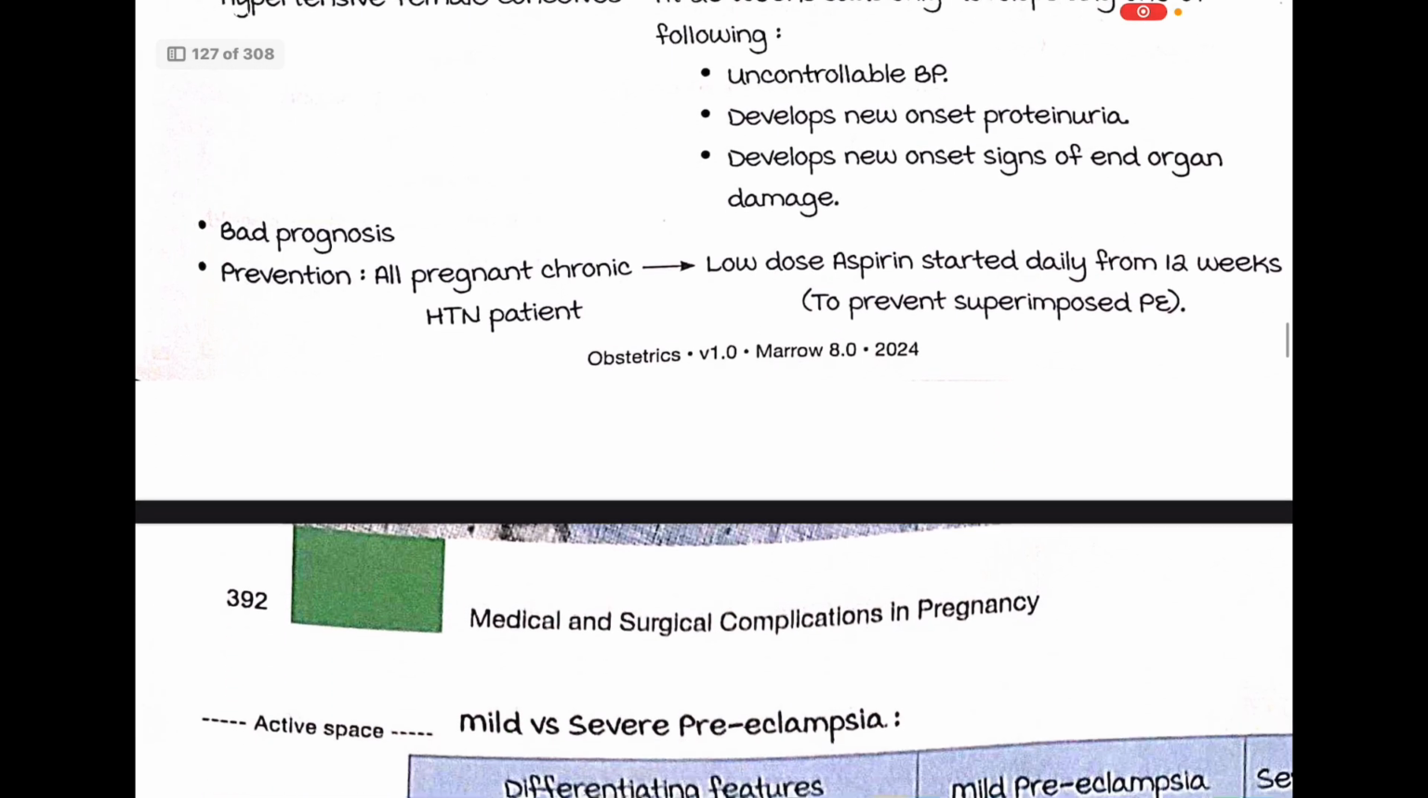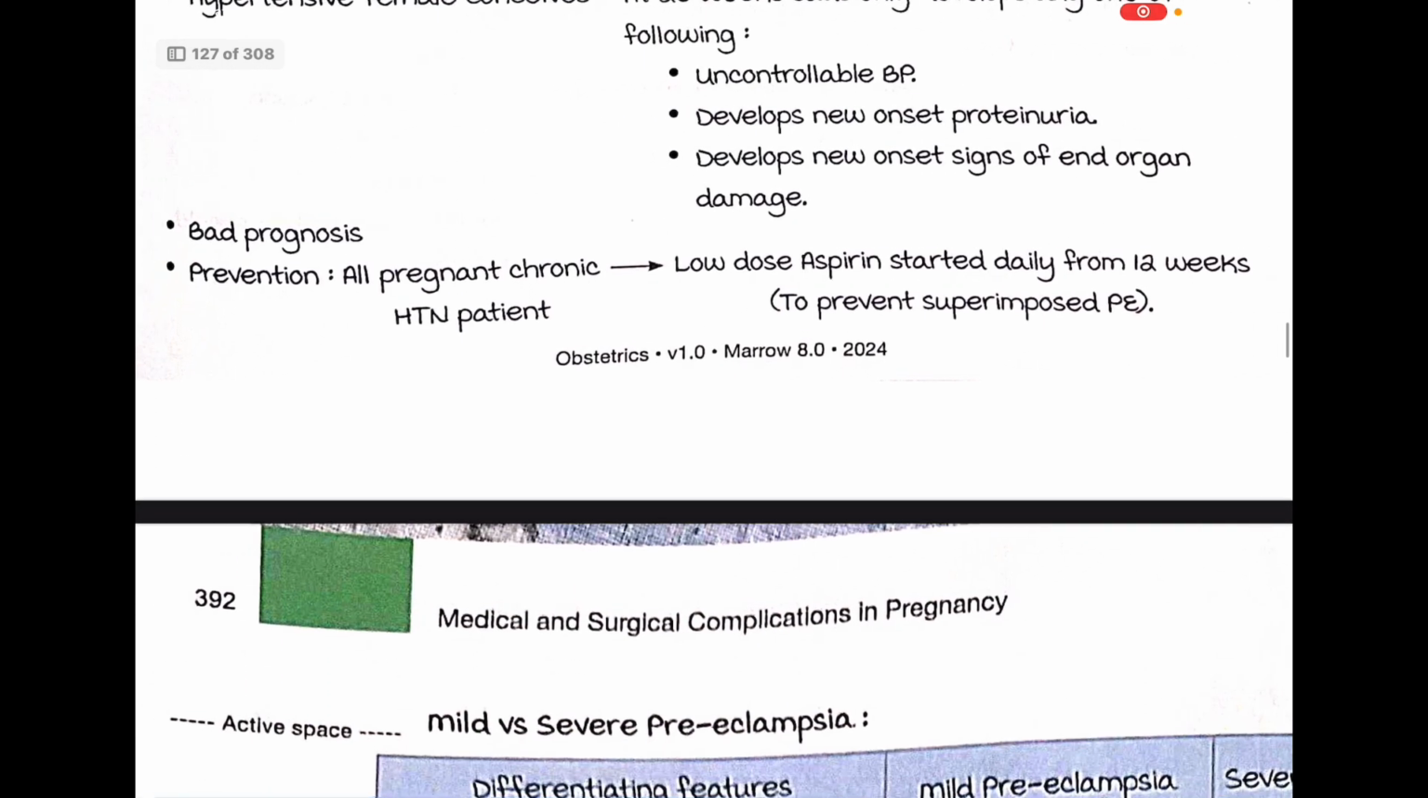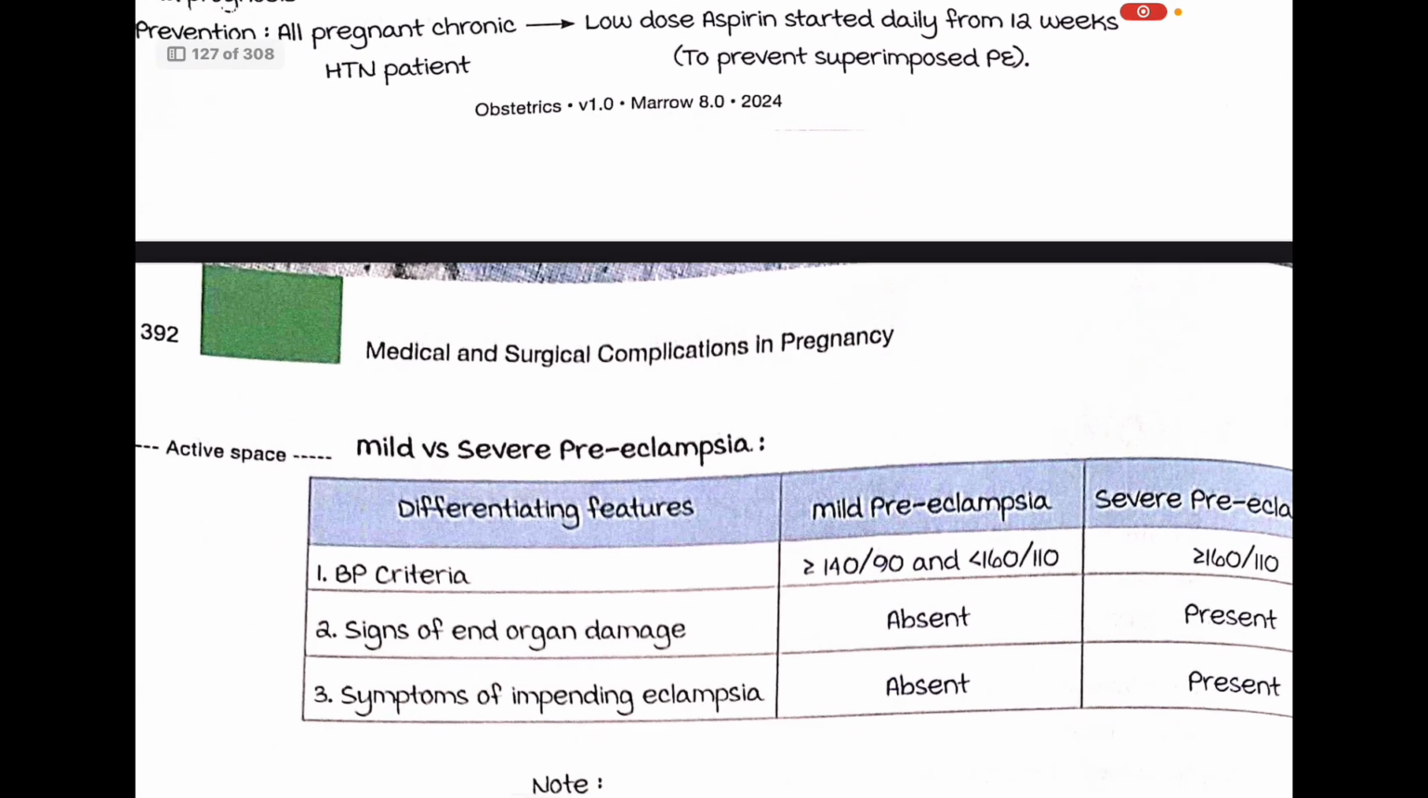Bad prognosis. Prevention: in all pregnant chronic hypertensive patients, low dose aspirin is started daily from 12 weeks onwards, which is after 3 months, to prevent superimposed preeclampsia.